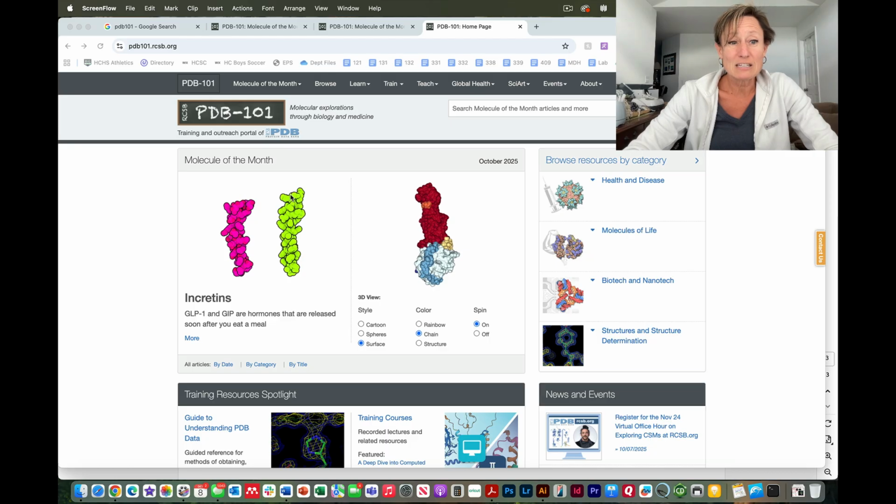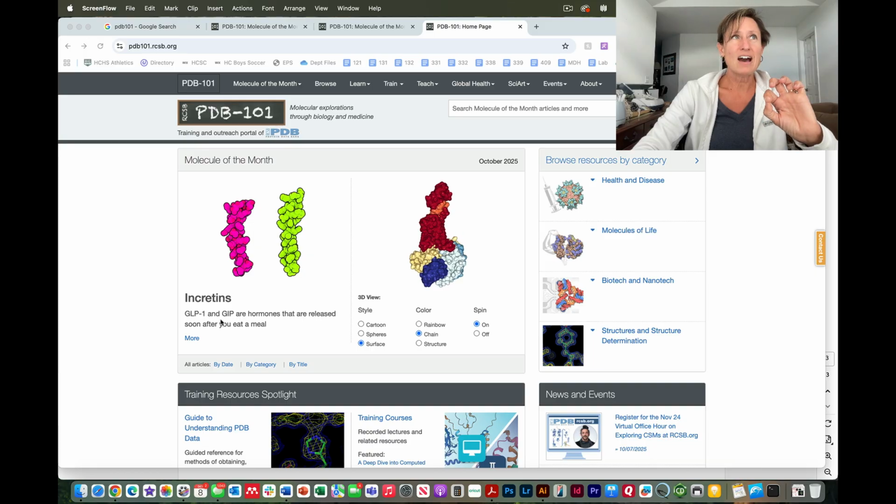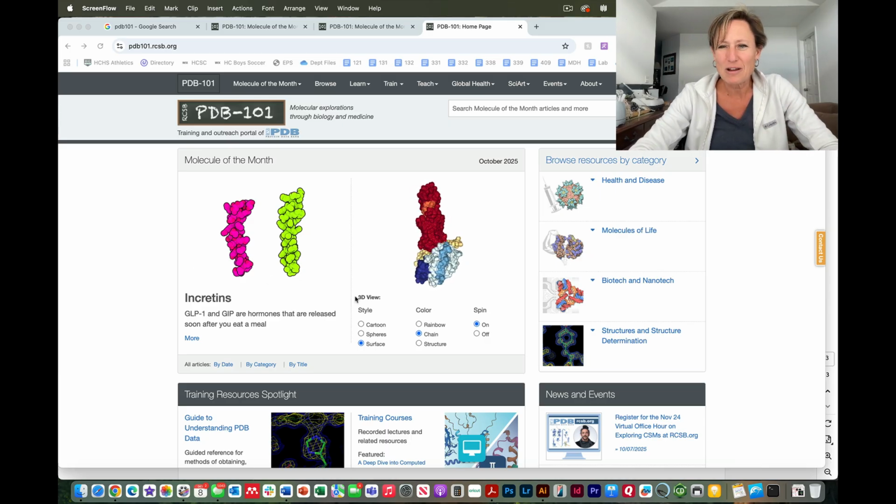We're going to learn about these next semester. These are the incretins, GLP-1 and GIP. These are what we see with Ozempic and Zepbound and all of these weight loss management drugs, right? They are agonists to these molecules. And we're going to see these again next semester in Biochem 2.